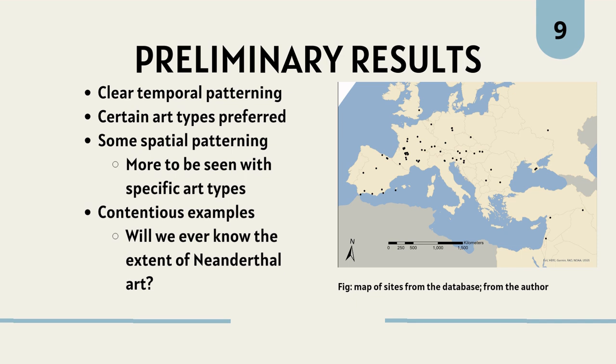When conducting my preliminary analysis, temporal patterning does become clear. Over half of the artifacts in the database are dated to the late Mousterian. From there, about a quarter are then dated to the middle of the Mousterian. Patterns in art type are less clear, although there appears to be a preference for engraved objects, at about a quarter of all objects being engraved, followed by grave goods, and then personal ornamentation. Some spatial patterning can be seen, especially in conjunction with other research. However, more spatial patterning could be seen with specific art types.